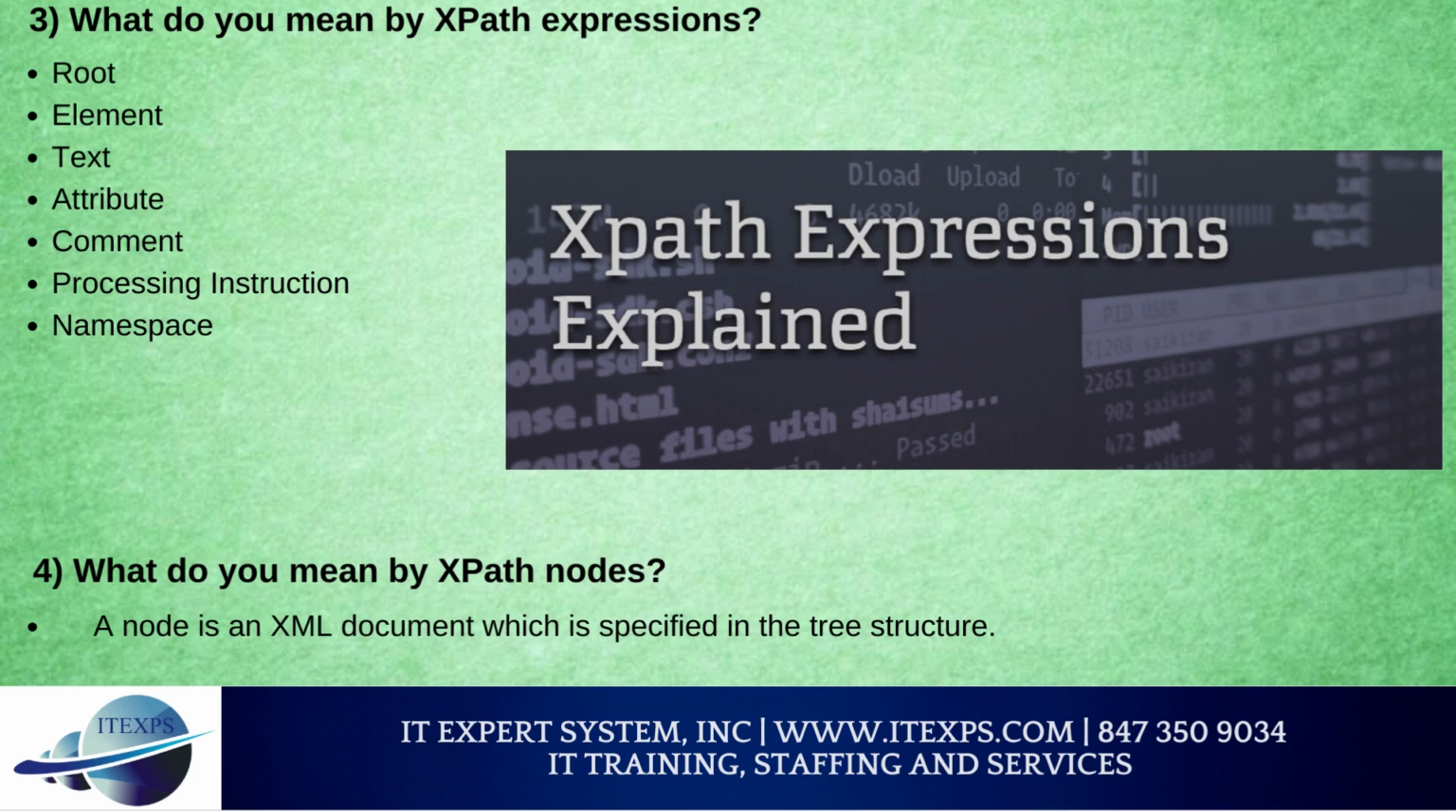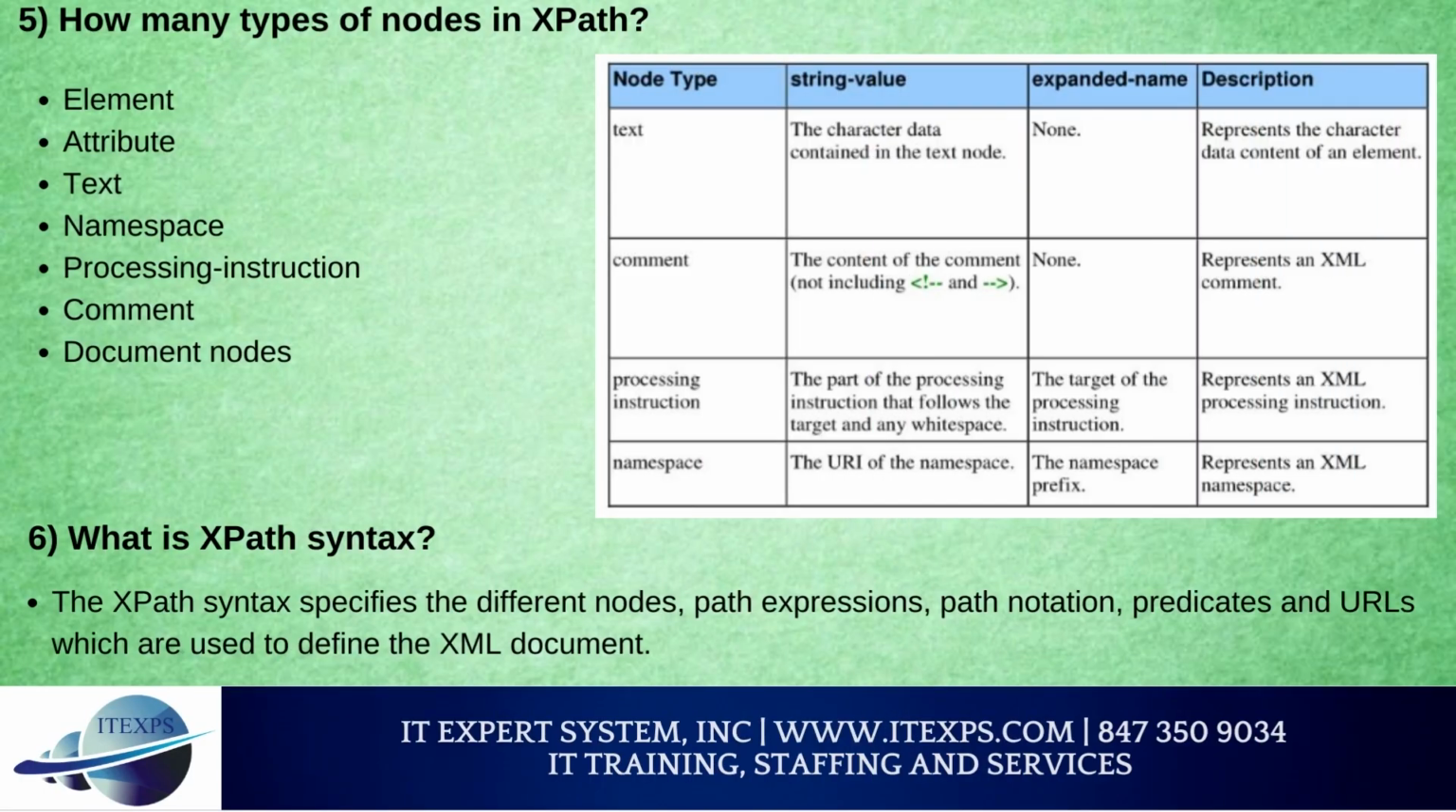What do you mean by XPath nodes? A node is part of an XML document which is specified in the tree structure. How many types of nodes in XPath? There are 7 kinds of nodes in XPath: element, attribute, text, namespace, processing instruction, comment, document nodes.